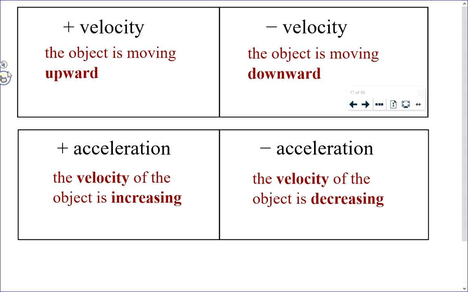A negative acceleration means the velocity of the object is decreasing. Okay? It doesn't mean the object is slowing down. The object might be slowing down or it might be speeding up. All it means is the velocity is decreasing.